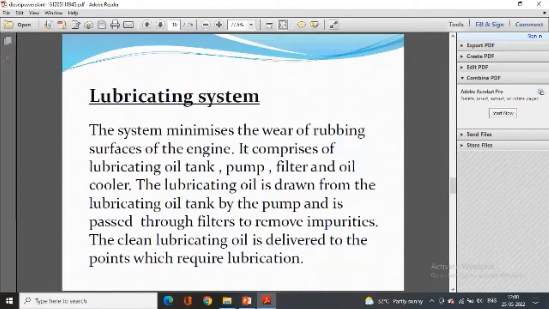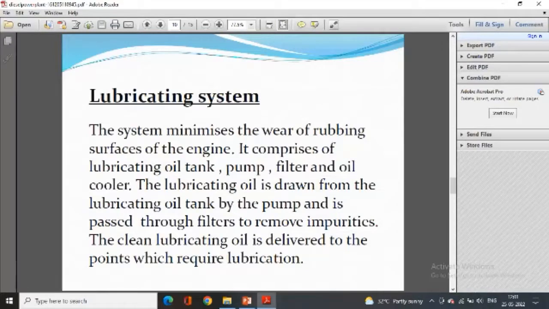Next, lubricating system. The system minimizes the wear of rubbing surfaces of the engine. As we all know, lubrication is used to reduce the friction or rubbing effect. It comprises a lubricating oil tank, pump, filter, and oil cooler. In the lubricating oil tank, the lubricating oil is stored. Then by using the pump, we can supply this lubricating oil to the various parts of the diesel engine.